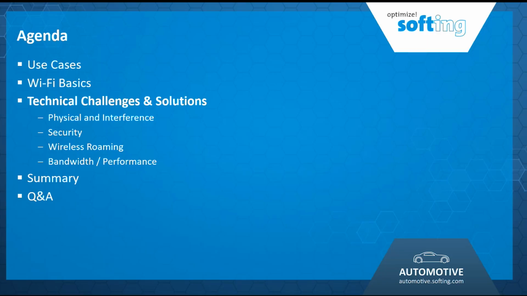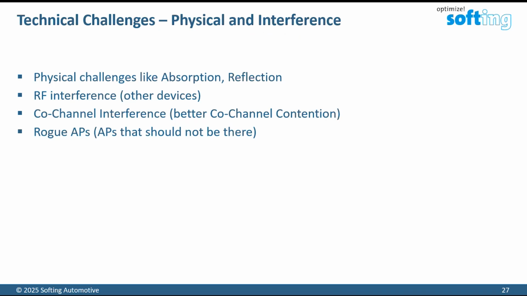And now we come to various challenges that you will face if you introduce Wi-Fi to your diagnostic solution. That is in essence physical challenges like absorption and reflection. Then RF interference by other devices. Very well known are leaky microwave ovens, but there are others. And then we have co-channel interference, which in the community is better named co-channel contention. We'll come to that later. And we have rogue APs that should not be there, sending out RF.